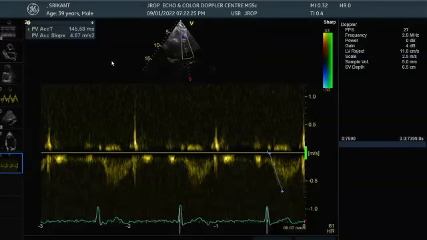Sir, can you explain the deceleration one more time? Acceleration time. 80 is a fixed figure. 80 minus half of this acceleration time. Like this is 145, half of this is 72. Correct? 80 minus half of this, that becomes 8. 8 millimeters of mercury is my mean pulmonary artery pressure.